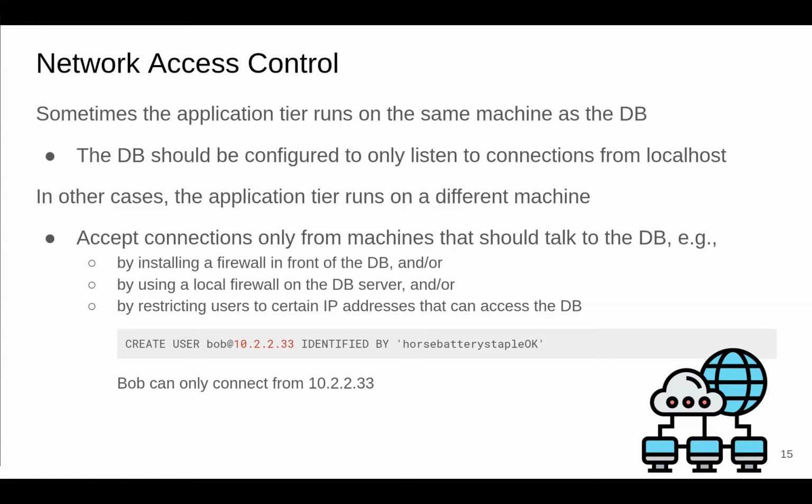In addition to that, we need to either install a firewall in front of the database, using a local firewall on the database server, and or by restricting users to certain IPs. Right, so access control can be done at different levels. Which ones should you do? Which one should you do?